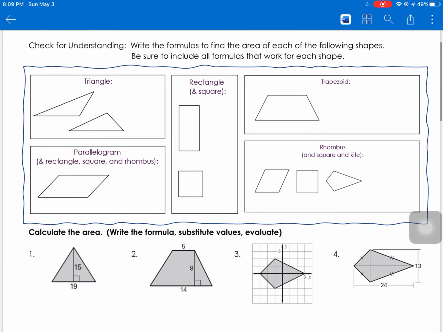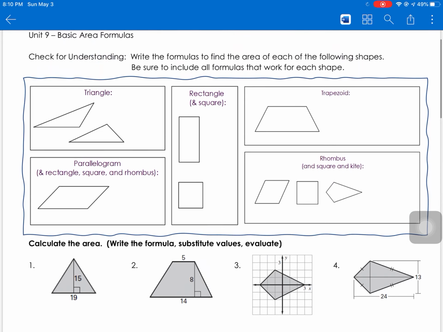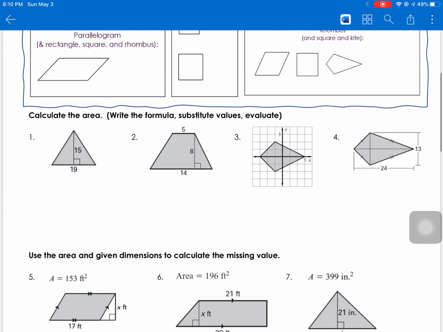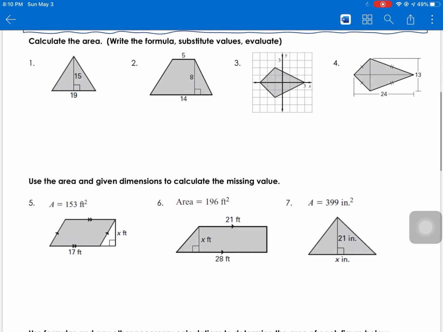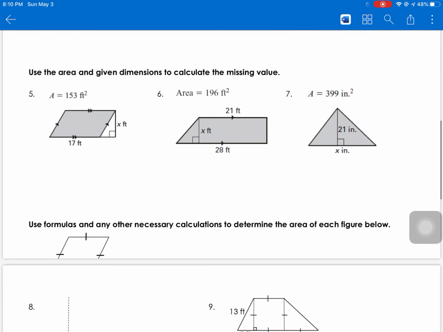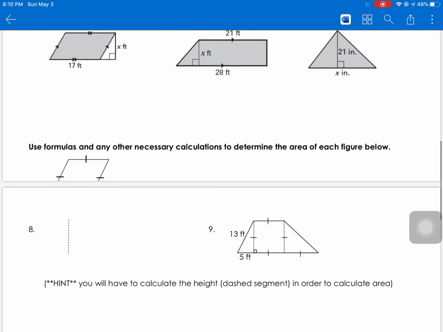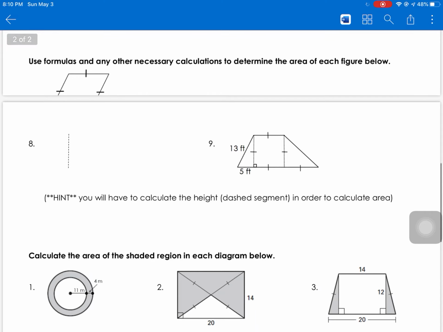All right, so here you're going to fill out all of the formulas, which I had listed before. Then you're just going to calculate the area for these different shapes. Hopefully that's not too bad. Number 5, 6, and 7, this is going to be problems like what I was just showing you, where you're given the area, but you have to find the missing pieces. This is not showing up super well, I apologize.